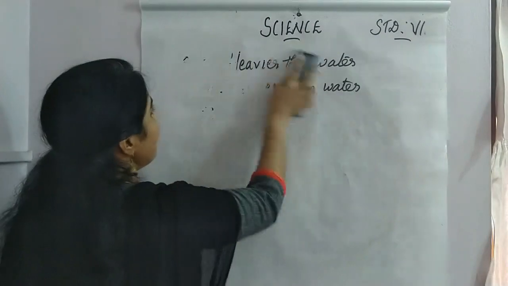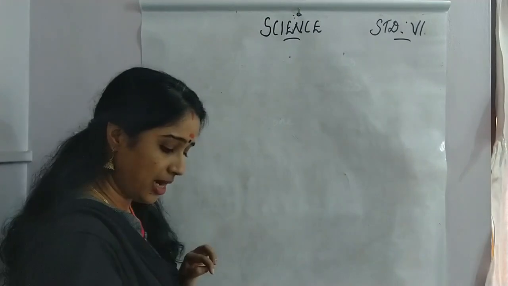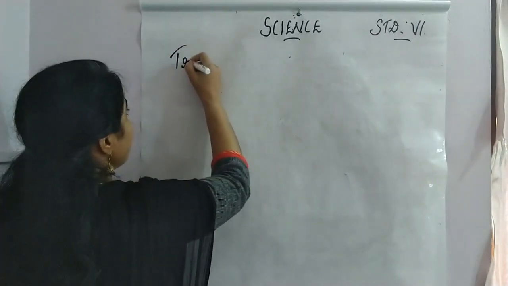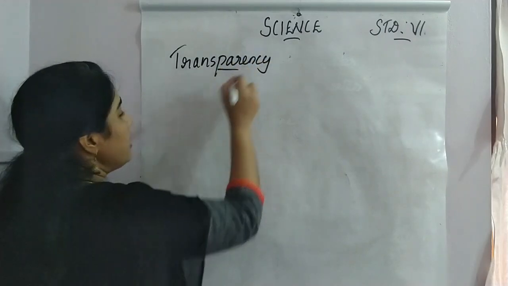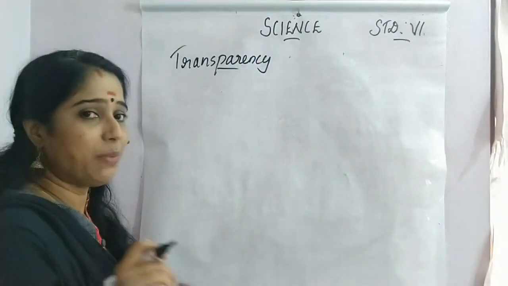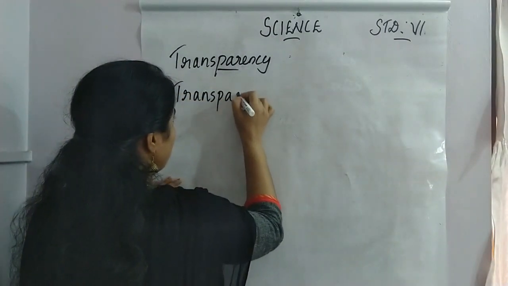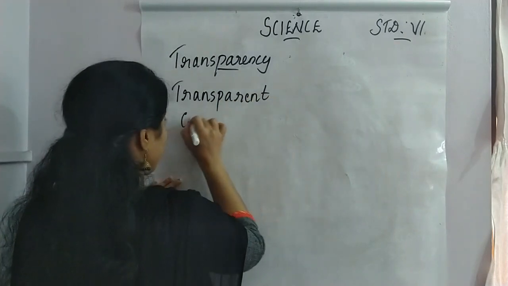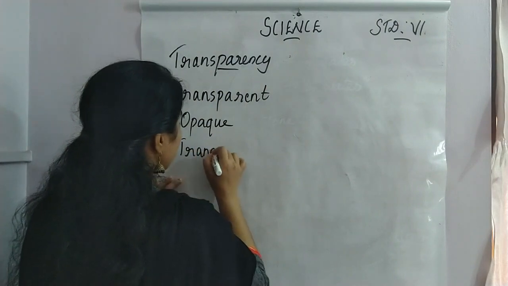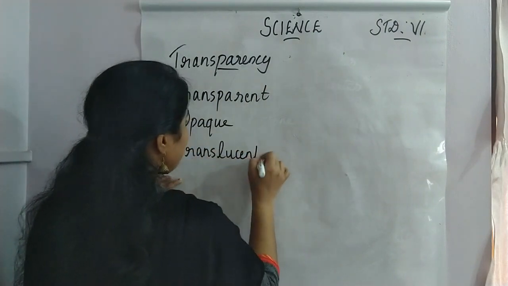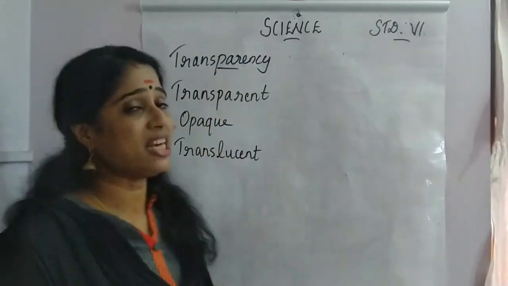Another property of the material is its transparency. That also you studied last year. You know, 3 types of objects are there. Transparent objects. Yes, tell me the next one. Opaque. Then translucent. Clear? These are the main 3 types of objects based on their transparency.